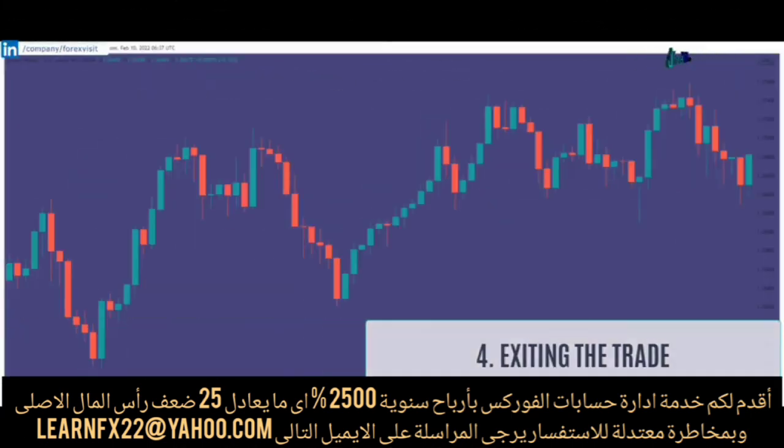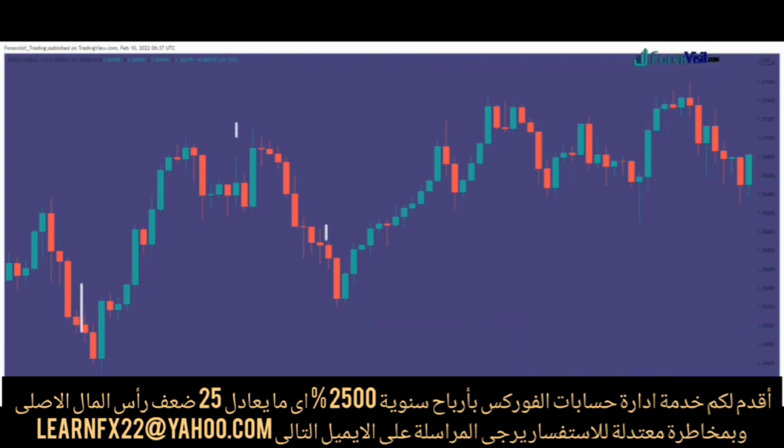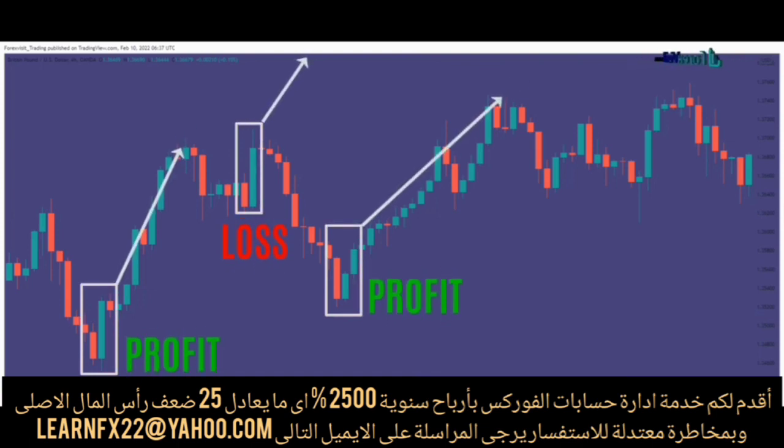Step 4. Exiting the trade. The engulfing candle that occurs after a pullback in an overall trend is designed to get you into the trade as the next wave of the trend is likely to unfold. However, it doesn't always. Trends can persist for a long time or can fail quickly. This method does not have a specific exit.